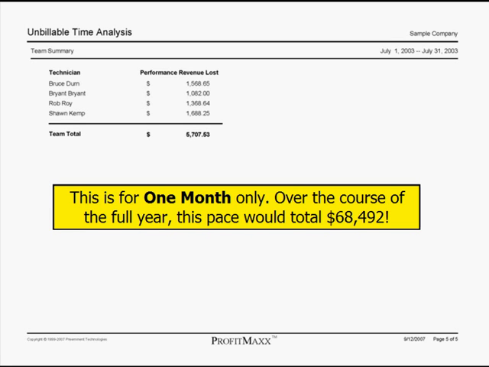Over the course of a year, this pace would total $68,492 in lost revenue, simply because we can't fix it right the first time. That has major implications to our company. Major impacts on the profitability for our company. This is one of those areas within this particular company that we're bleeding very badly, and we need to fix it very quickly. Now, what are the sources of those callbacks?